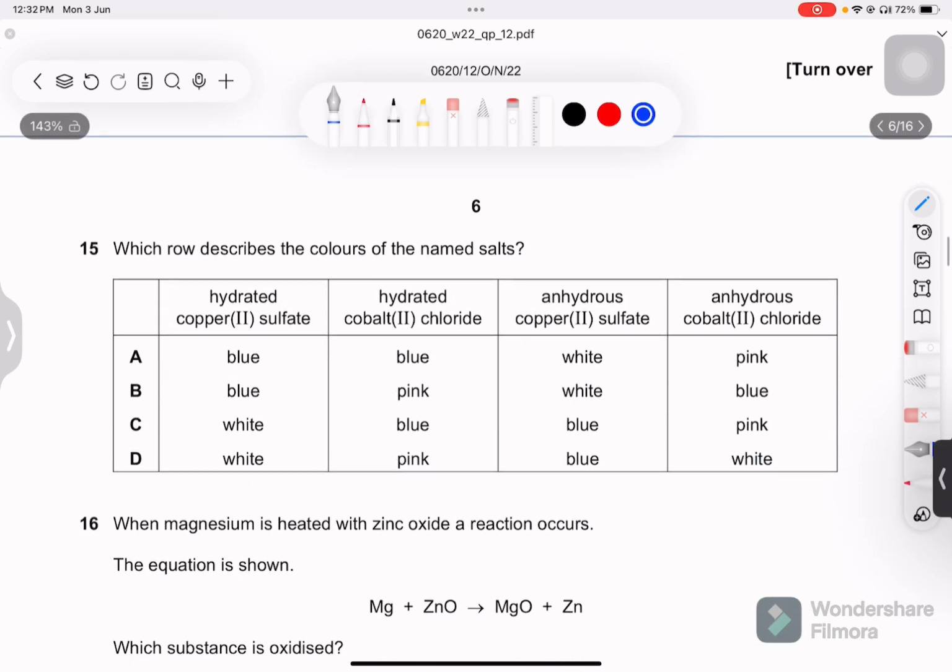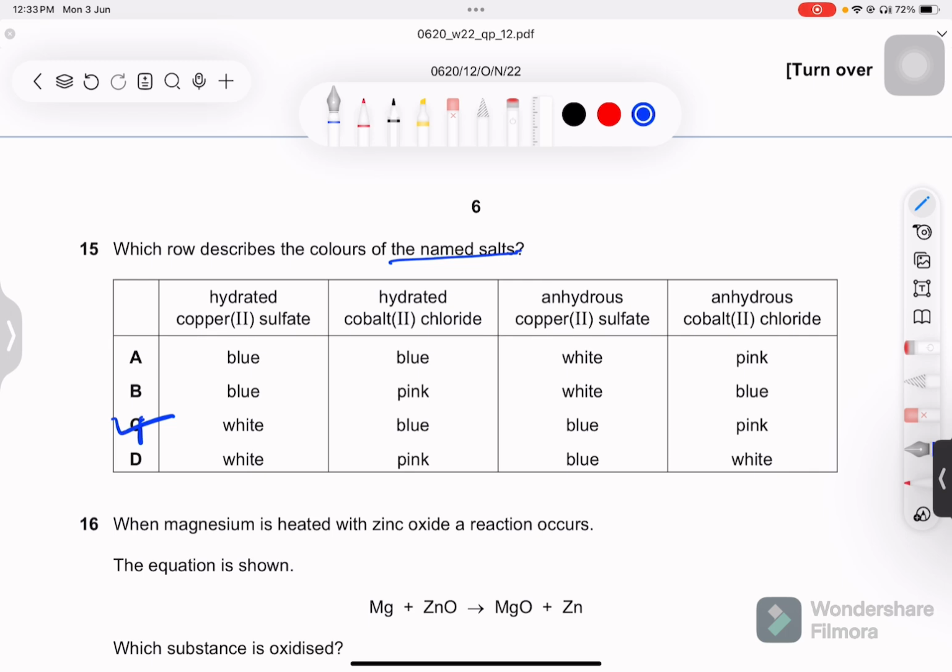Next, which row describes the colors of the named salts? This is what you have to remember. The test for water is done with two compounds, anhydrous cobalt(II) chloride and anhydrous copper(II) sulfate. When we add water to both of them, the color changes. For copper(II) sulfate, it goes from white to blue.